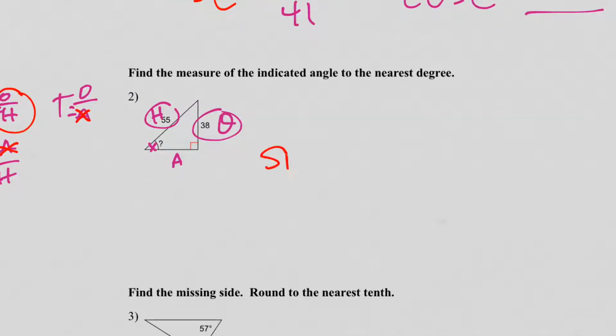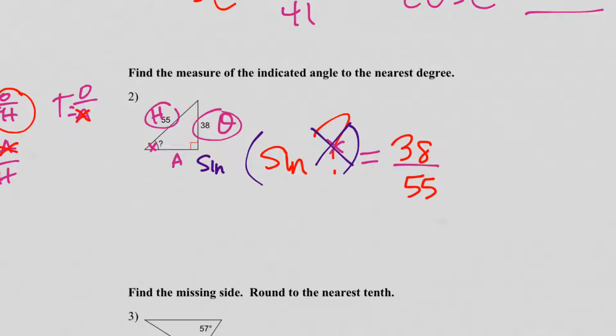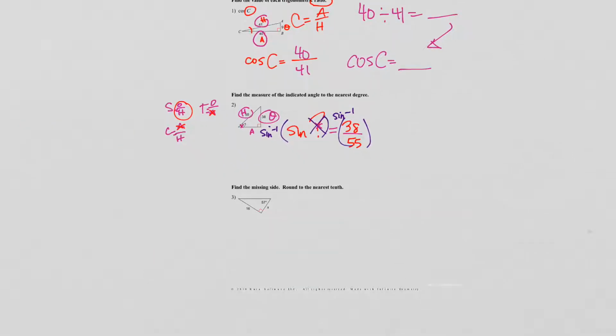So sine of the angle in question, which I said was going to be angle X, is equal to opposite over hypotenuse. So 38 divided by 55. In order to get rid of sine, because you want the angle to be left alone, you would use the sine inverse function. Now, I do have the answer, but because I don't have a calculator, I can't give it to you now.